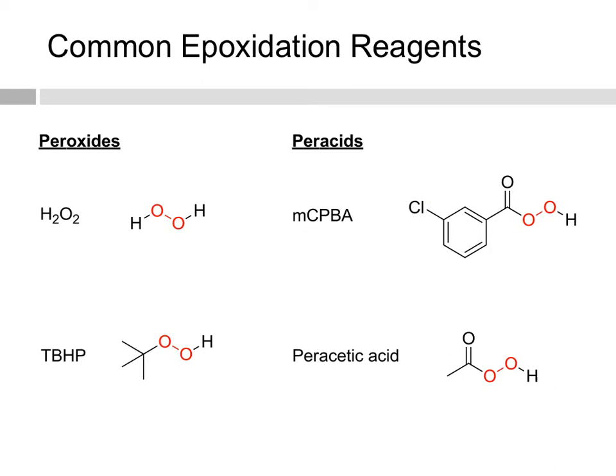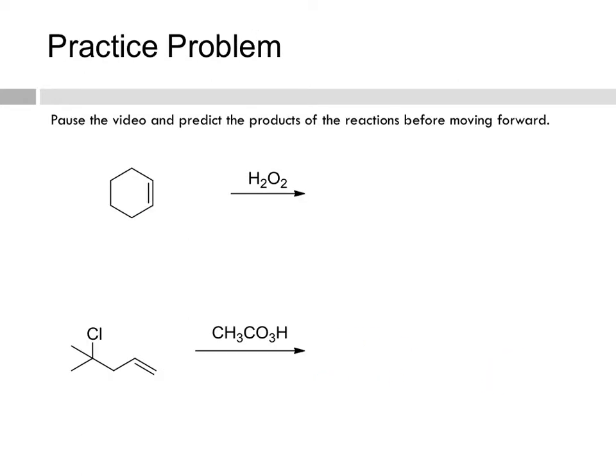the chloro is meta to this group. PBA stands for peroxybenzoic acid, so this is derived from benzoic acid. It still contains the peroxide oxygen-oxygen bond. Another example is peracetic acid, and as the name implies, it is derived from acetic acid, and it's got a peroxide bond in it. Now pause this video and predict the products of these reactions before moving forward.